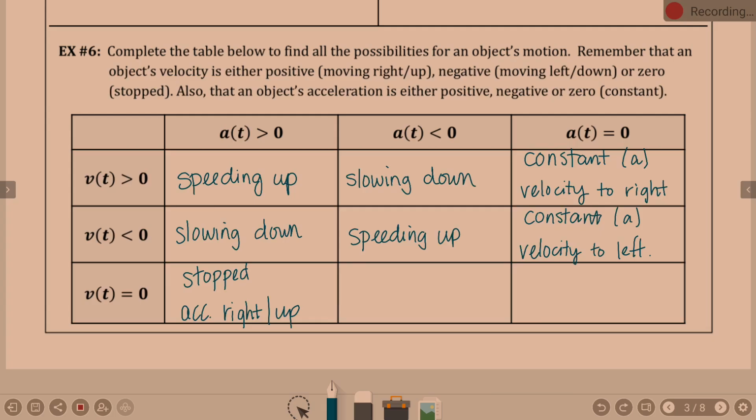So what about when velocity equals 0 but acceleration is less than 0? Again, our object is stopped. This time acceleration pushes left or down. And what about when they're both 0? It is just stopped. There is no acceleration. There is no velocity.